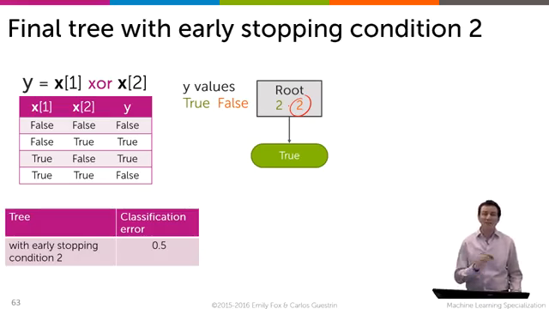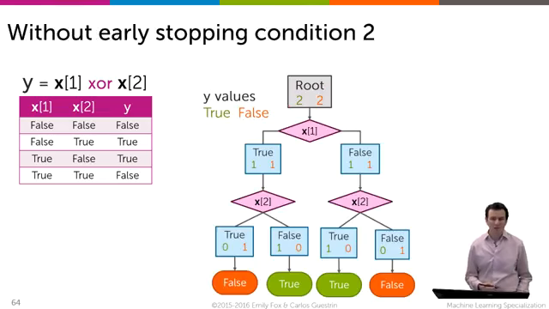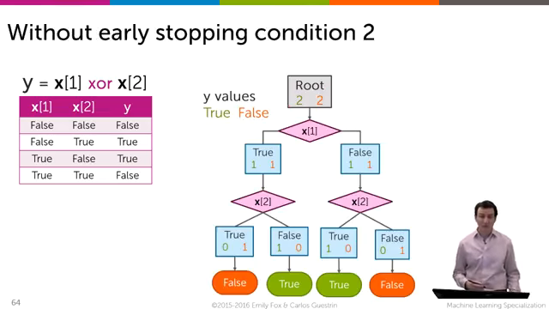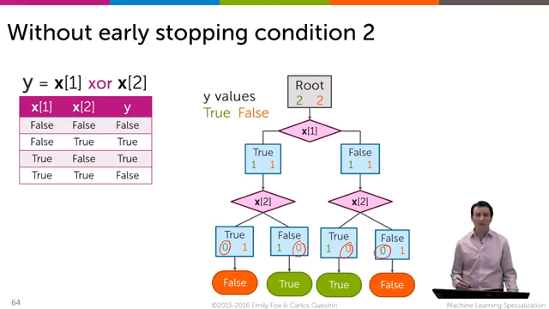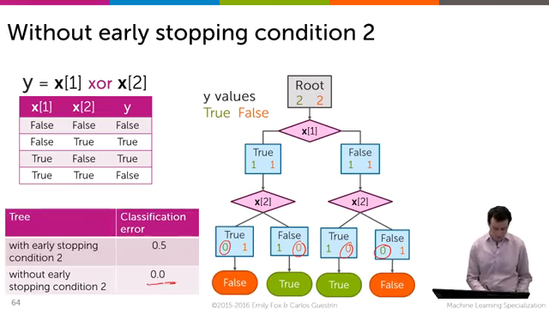What would have happened if you didn't take early stopping condition 2 and you just kept going? If you just kept going, you get this tree that looks like this. And if you see, for each one of these leaves, there are 0 mistakes. So the leaf on the left outputs false or -1 and makes 0 mistakes. Next one makes 0 mistakes. The third one makes 0 mistakes. And the last one makes 0 mistakes. So if you kept going, if you didn't use early stopping condition 2, you would get training error of 0.